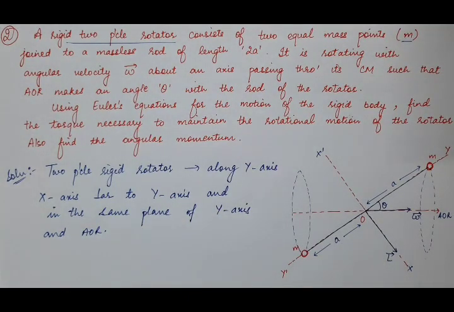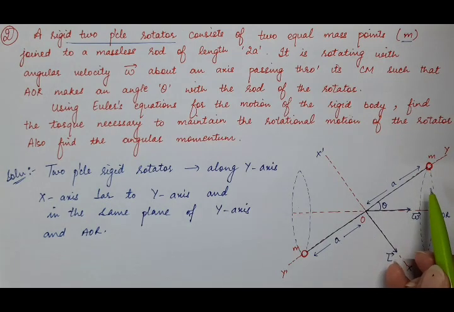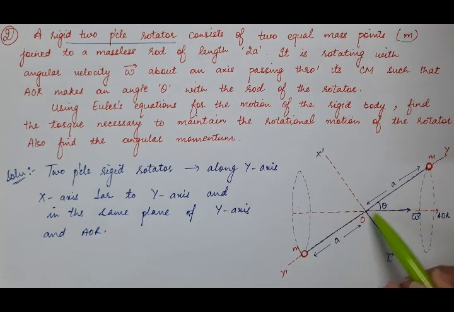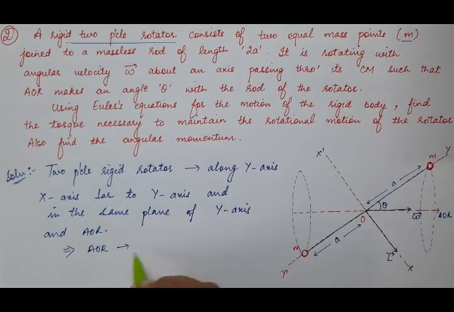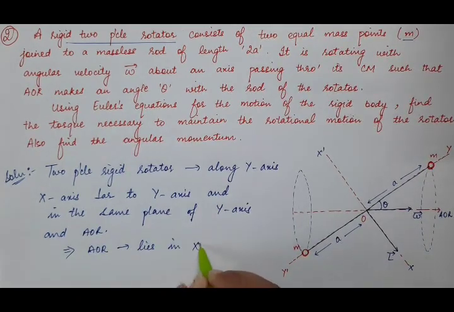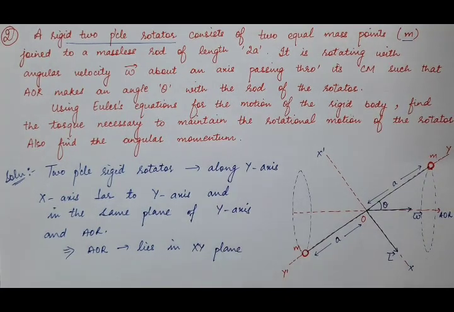So we know that x-axis is always perpendicular to y-axis, but this x-axis can lie in a different plane and it can also lie in the same plane. The choice is ours. So here we have taken this x-axis in the same plane of y-axis and axis of rotation. Means this axis of rotation lies in xy plane. So what about z-axis?